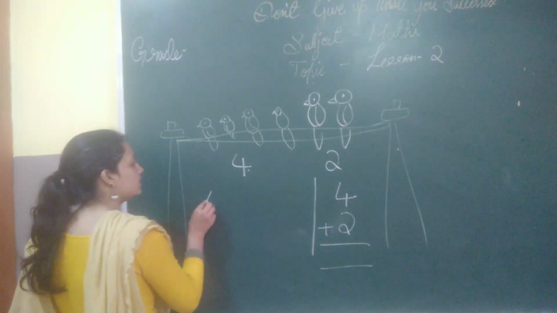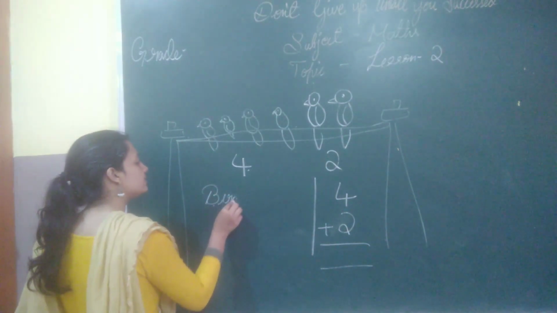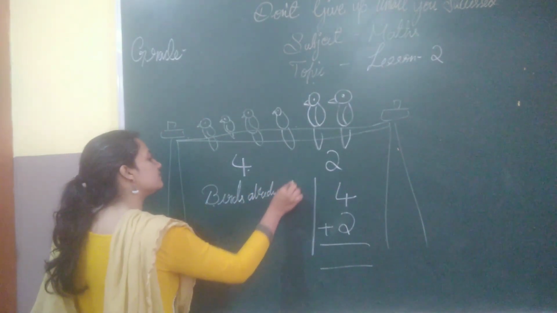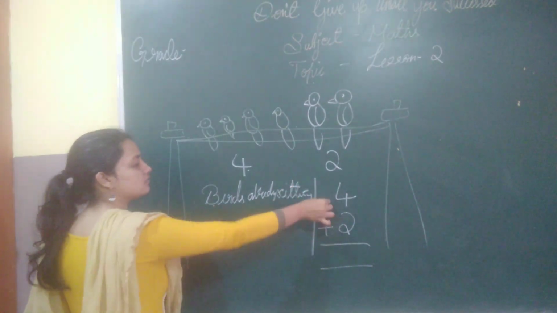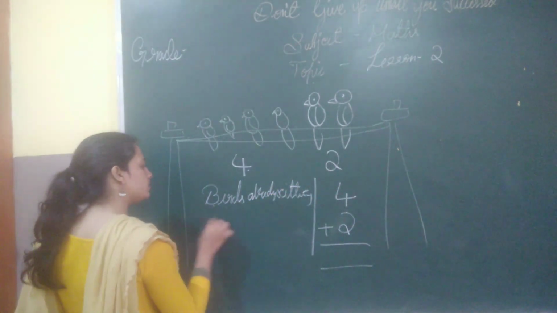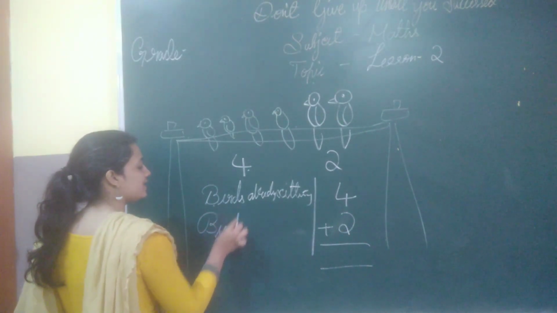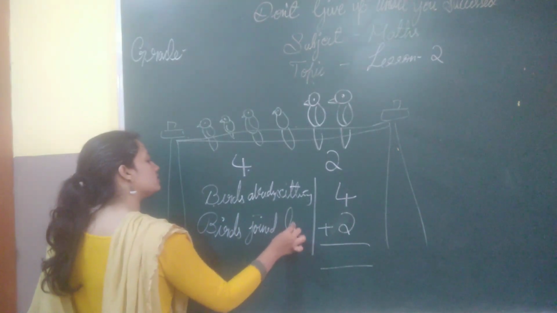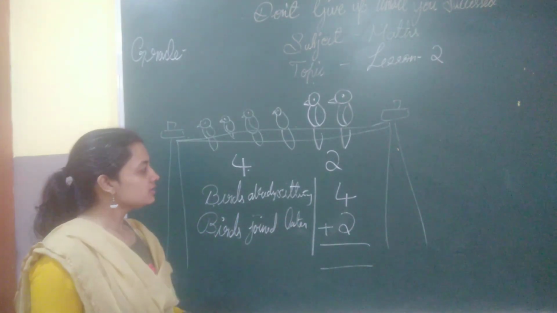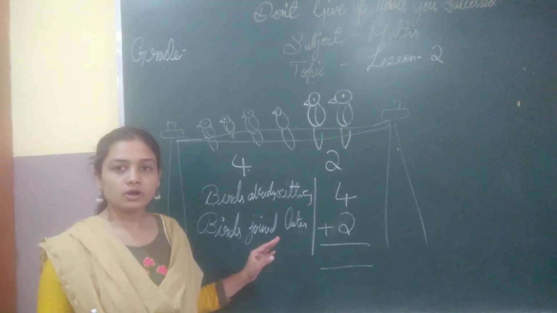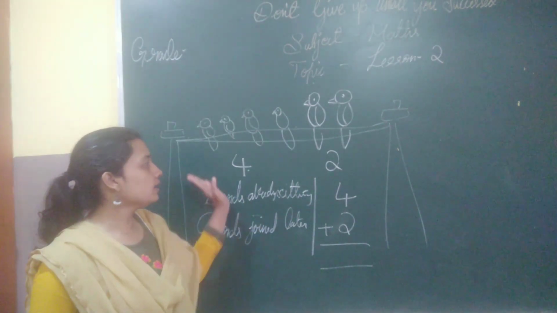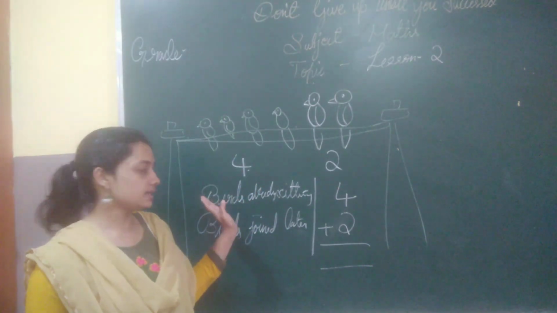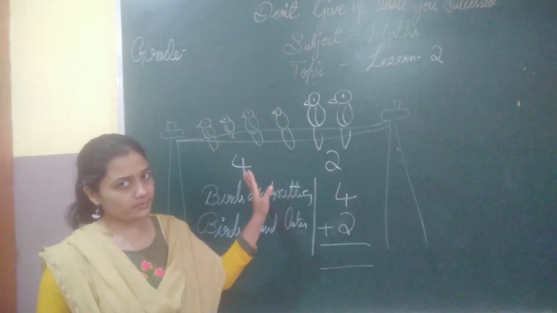So, we'll say birds already sitting. That is 4. Next, this 2 is telling about the birds joined later. Birds joined later. See children, this statement is your own normal English. You can also write birds already sitting on the pole, or birds which were already there. All these things. Anything, but you should tell what this 4 is representing there.